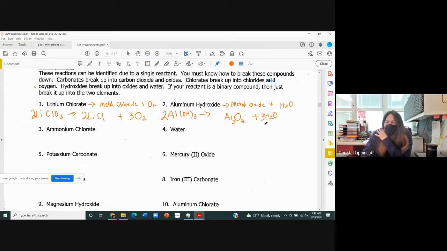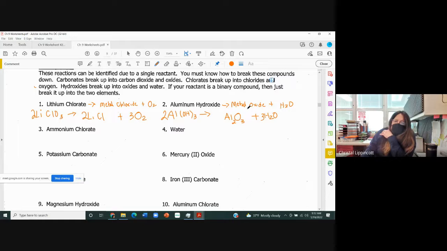There we go. Now I've got 6 oxygens. I've got 3 plus 3 times 1 is 3. That makes a total of 6. And then my hydrogens, how many do I have? 6. So my hydrogens are now balanced as well.